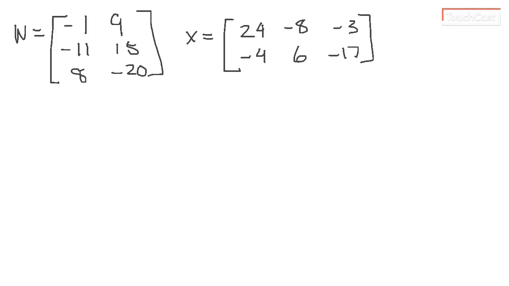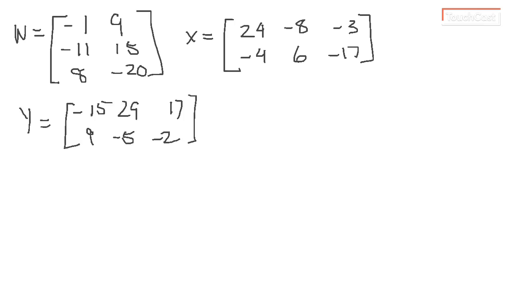We've got another 2 by 3 matrix with Y. The first row has the elements -15, 29, and 17. The second row has elements 9, -5, and -2. And lastly, we have Z, which is a 3 by 2 matrix, just like W. It's got the elements -3, -2, -16, 0, and 12, 9.